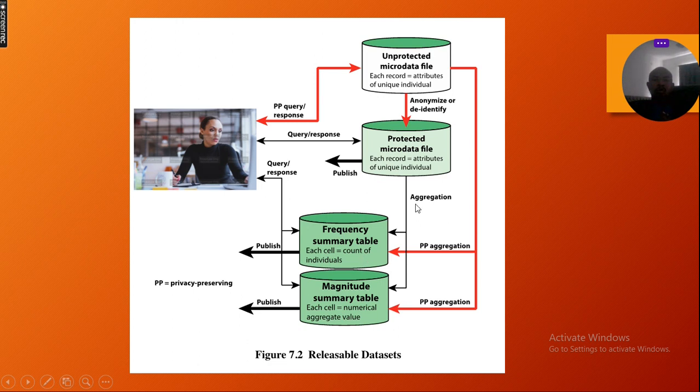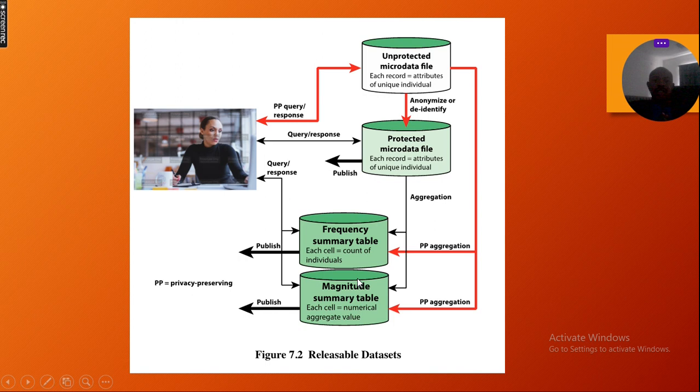So there's an aggregation here, meaning many individuals result in this one table. PP means privacy preserving. Whenever you see PP aggregation, first there's aggregation, then there's privacy-preserving aggregation, meaning you preserve the privacy of these individuals. Both tables, frequency and magnitude, can be published, because you have carried out the identification.